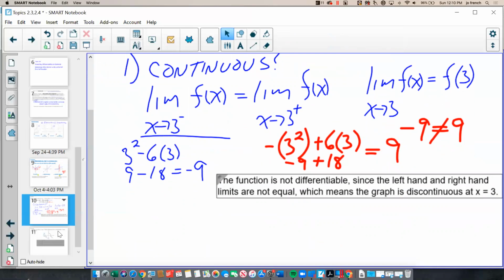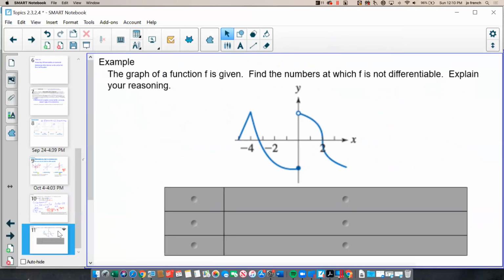Let's look at another situation where we might be given a graph. Here we have a graph with lots of interesting things going on, and we want to find the numbers at which f is not differentiable and explain our reasoning. As we move from left to right, let's take a look at some of these situations. Here at negative 4, something interesting is going on.